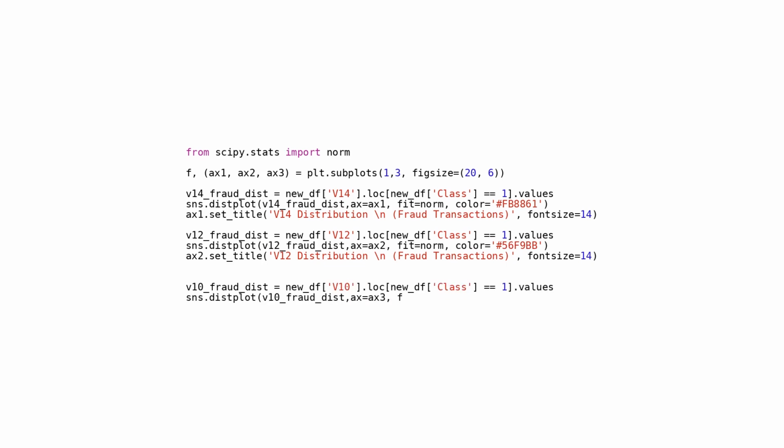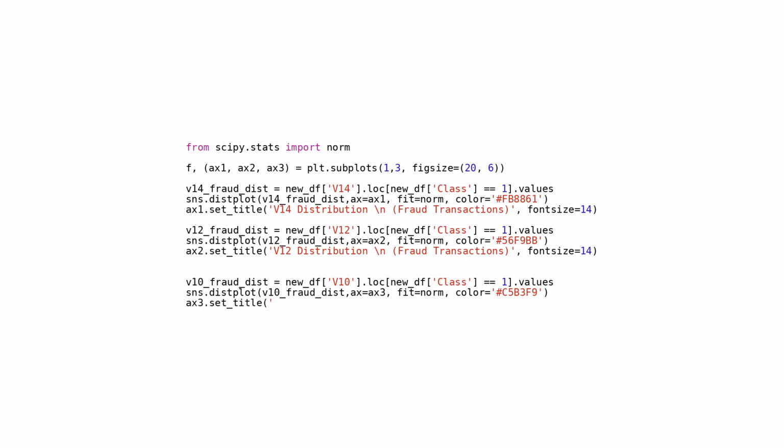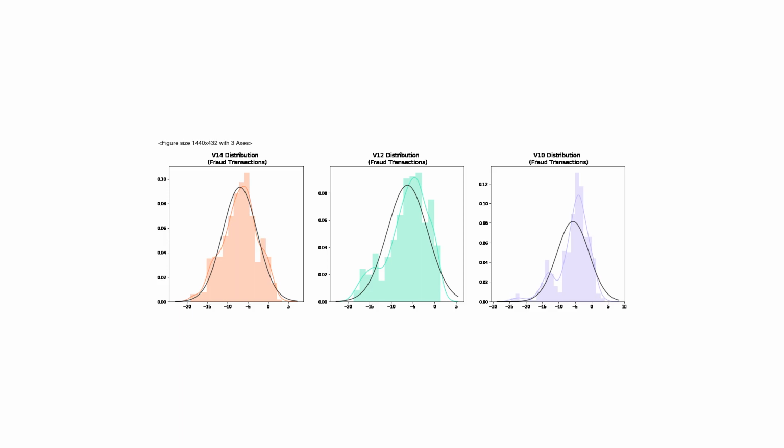Analyzing the distribution of features in fraudulent transactions helps in identifying differences from non-fraudulent transactions, which is valuable for fraud detection, anomaly detection, and data analysis. This code snippet is essential for data exploration and understanding data distribution in data analysis tasks.